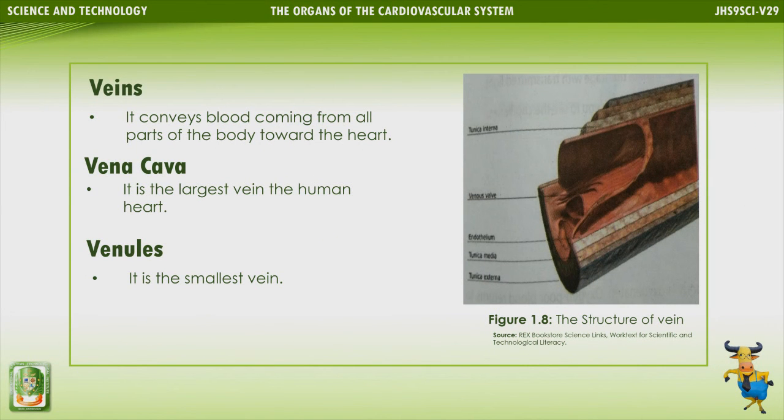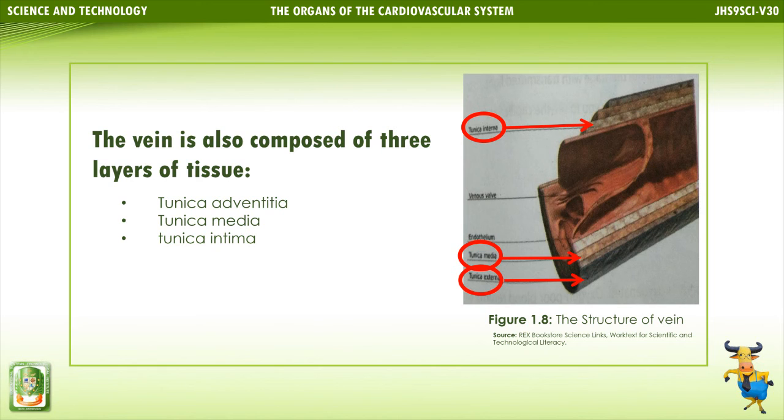Veins convey blood coming from all parts of the body towards the heart. The largest vein in the human body is the vena cava, and the smallest veins are what we call venules. The vein is also composed of three layers of tissue: tunica adventitia, tunica media, and tunica intima.